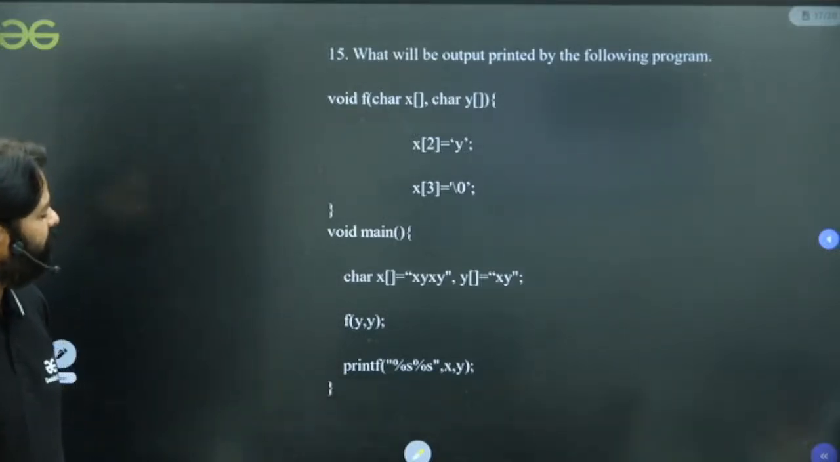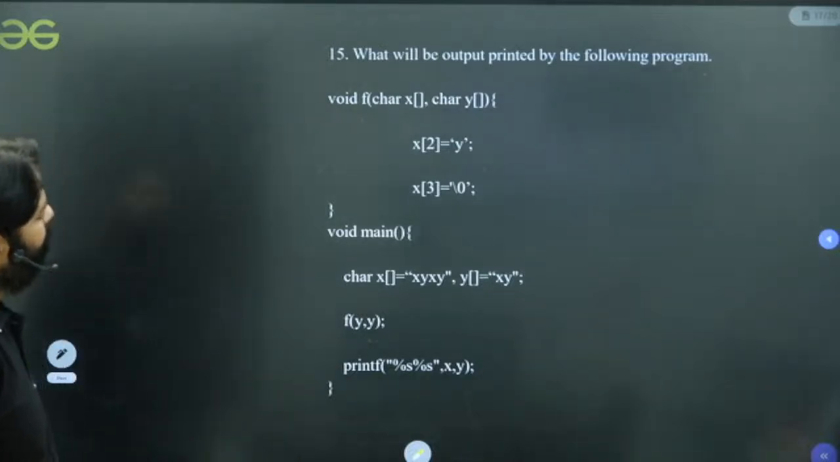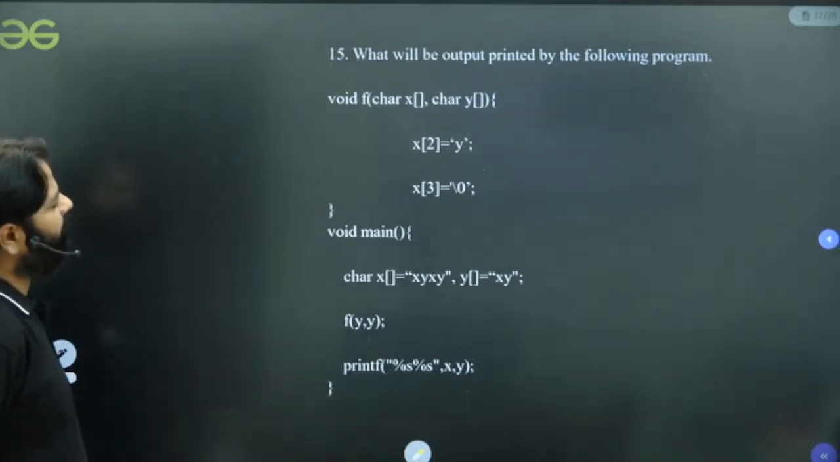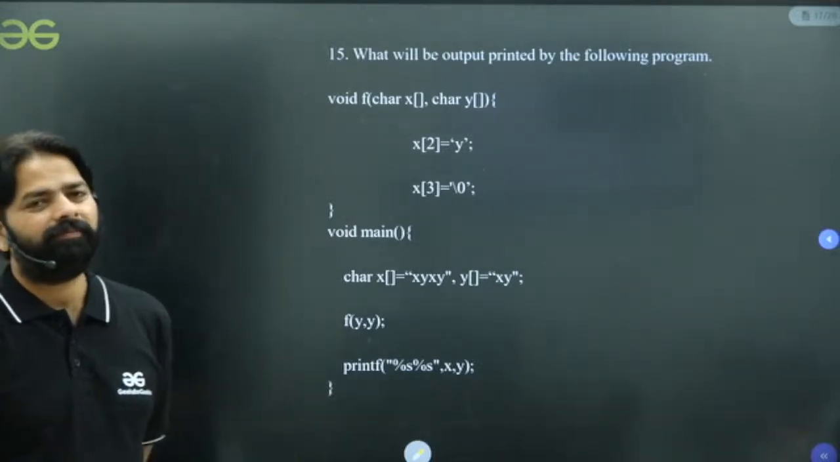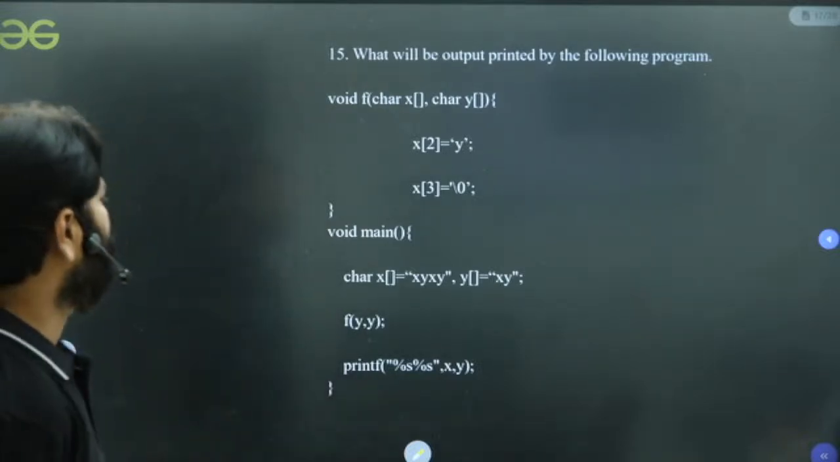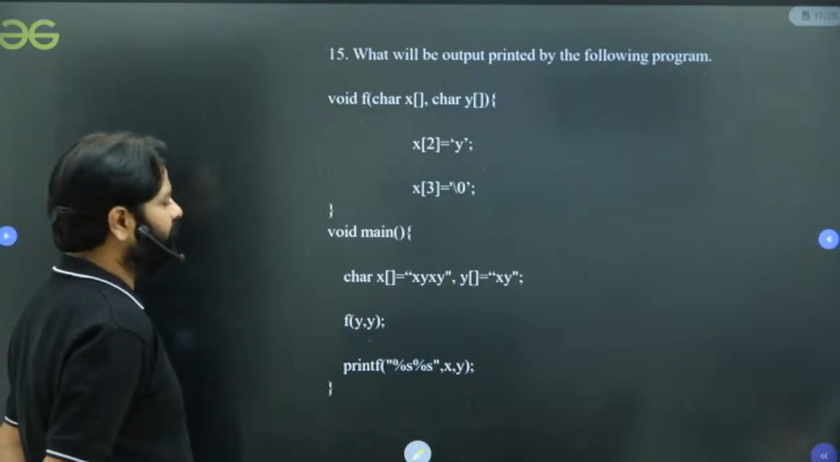One more interesting question. It confuses you a lot. The reason is everywhere you see x and y. Track every variable and data carefully.